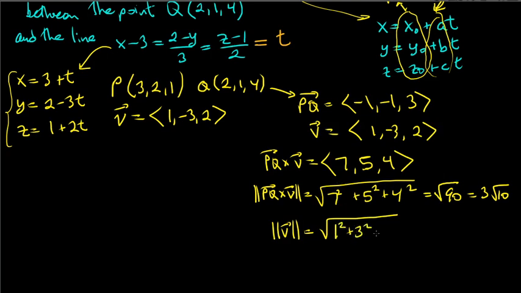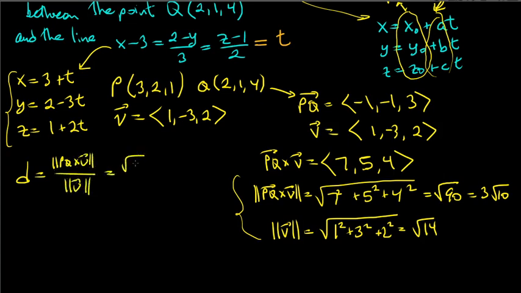I know it's negative 3 squared, but it doesn't matter, right? So I think that's the square root of 14. So now just divide, right? The formula for the distance, you divide this magnitude by this magnitude. And of course, they're just numbers, so you get a number.